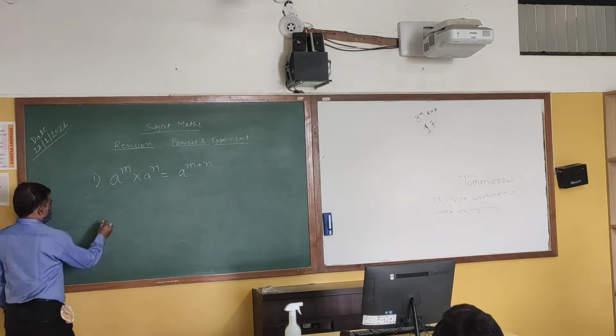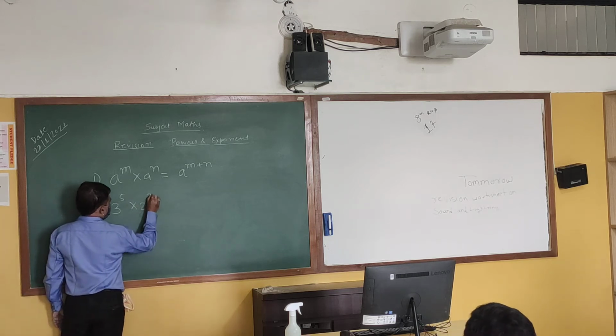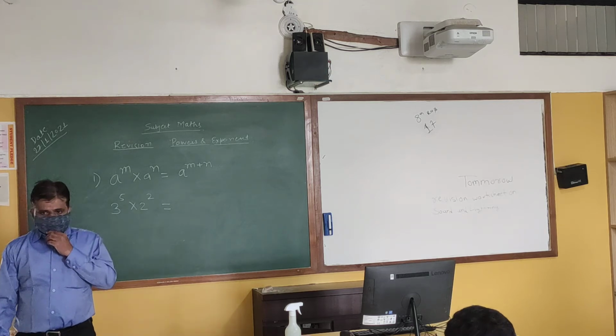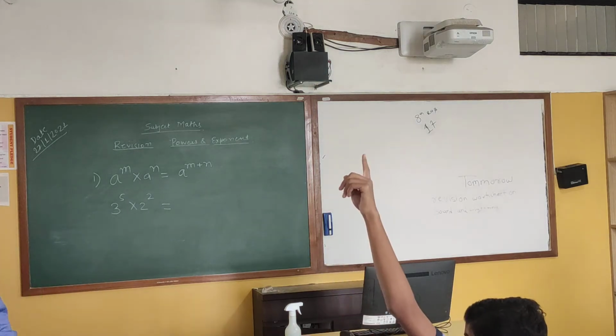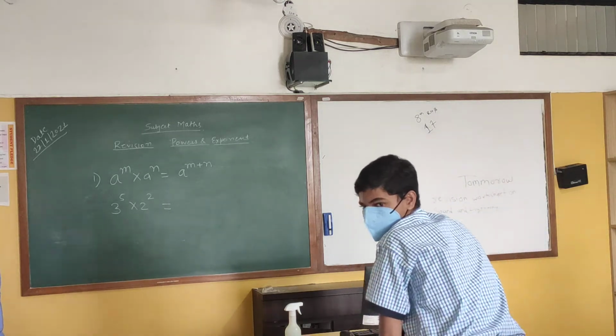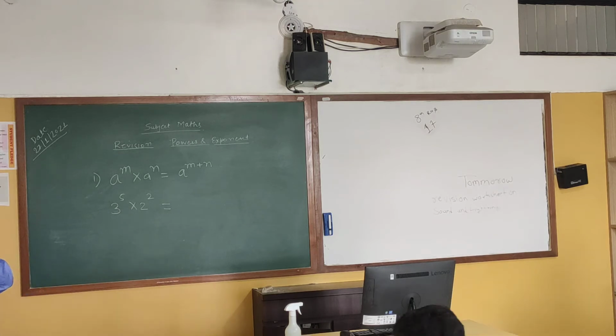Now 3 raised to power 5 multiplied by 2 raised to power 2. Can I apply this rule here? No. Why? Because bases are not same. So the first rule is applicable whenever the bases are same.